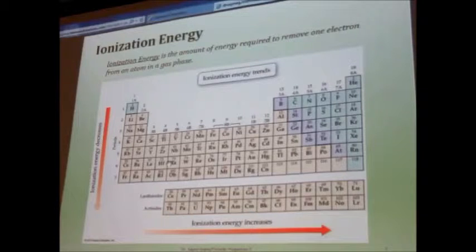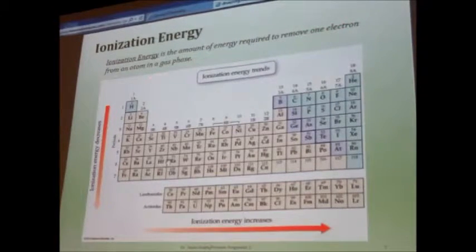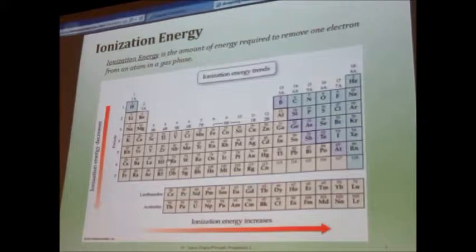Ionization energy is the amount of energy required to remove one electron from an atom in the gas phase. Not from a solid phase, not from a liquid phase, but from a gas phase, so everything is at least in the same physical phase. And so, the amount of energy it will take to remove one electron. Just look at the diagram that we have on the board itself.